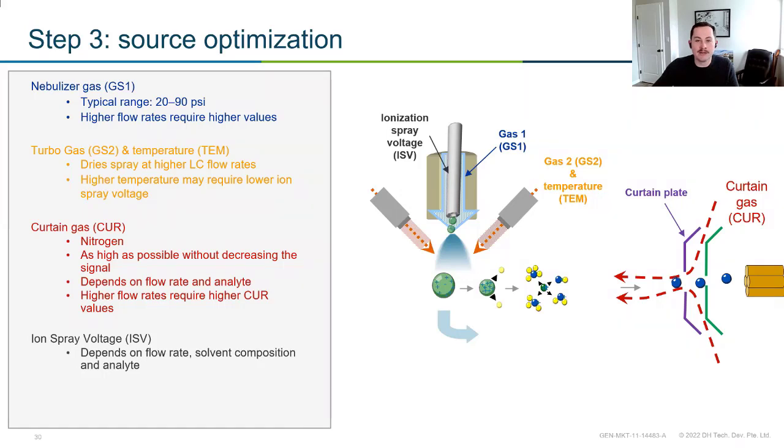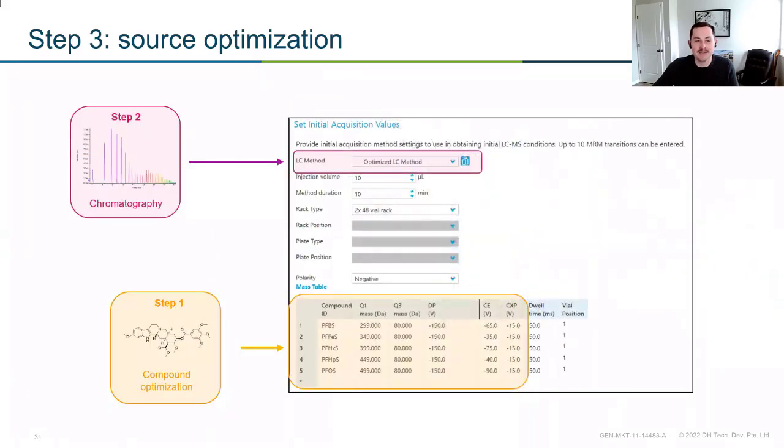So I flew out there, and what was happening was essentially easy to see. If you looked at the source, they were essentially just washing their curtain plate. They had set the temperature so low because they were using more organic when they did their optimization, that when they did their starting conditions, which was 100% water, all the water was just rinsing off their curtain plate, going into their source exhaust, and causing them a bunch of issues. So that's my little example of why I choose to do it this way. And I think it's easier too.